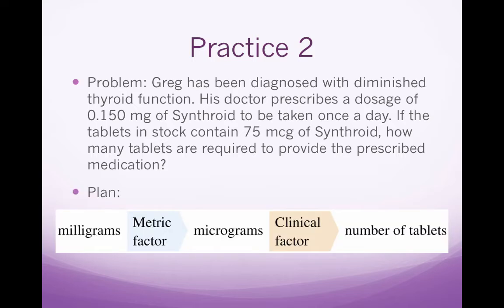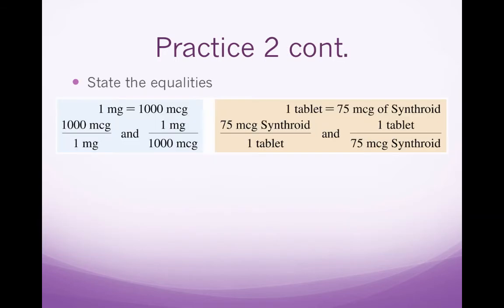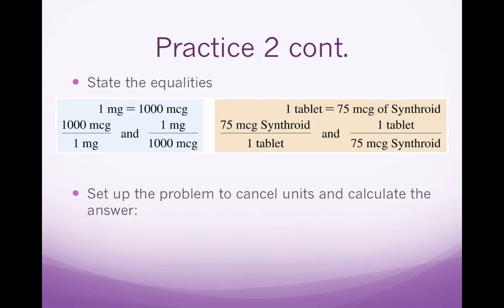So again, let's start with the plan. So we need to go from milligrams to micrograms with some metric factor, then from micrograms to number of tablets with some clinical factor. So to state the equalities, 1 milligram is 1,000 micrograms, and 1 tablet is 75 micrograms. Okay, so then we're going to set up the problem to cancel units and calculate the answer.